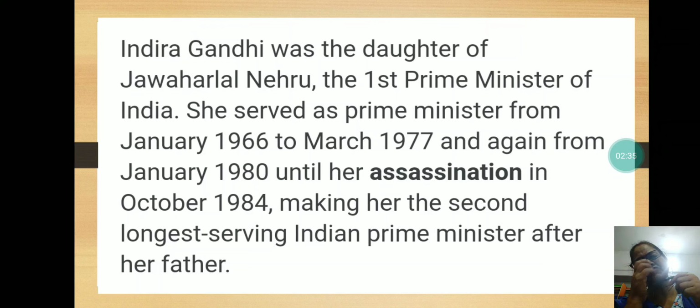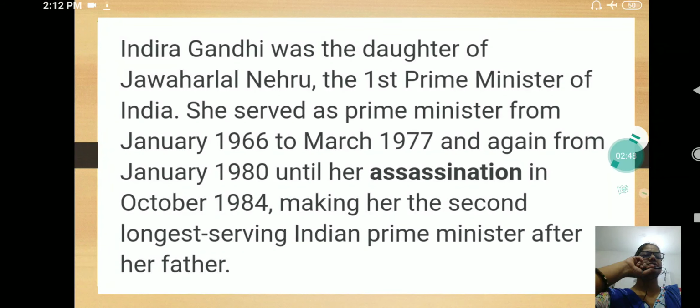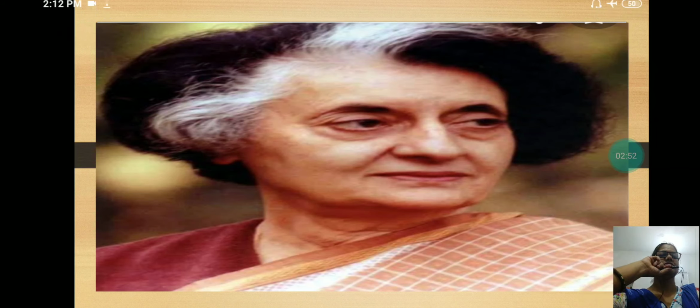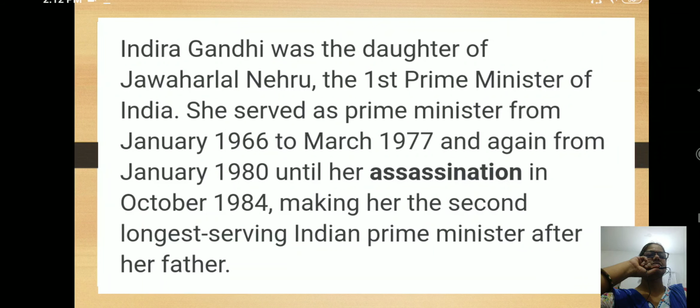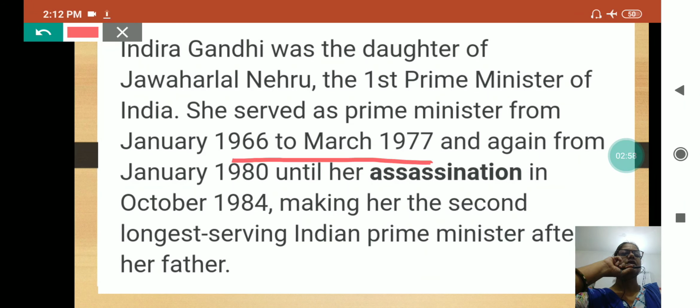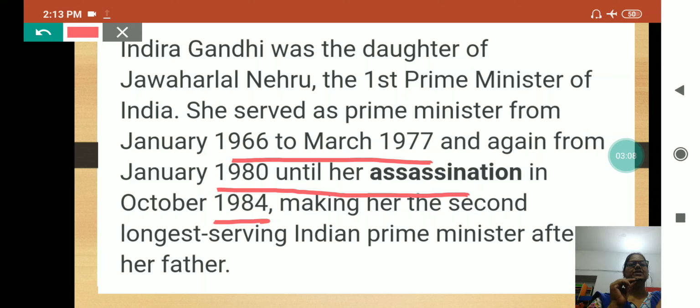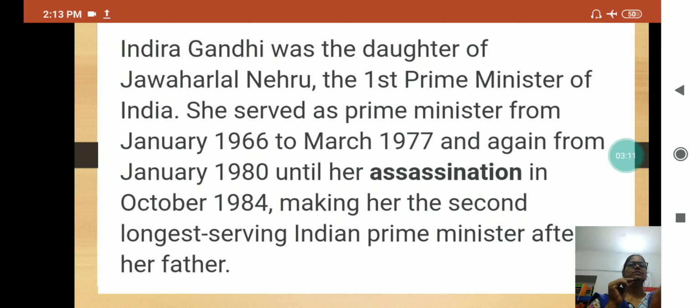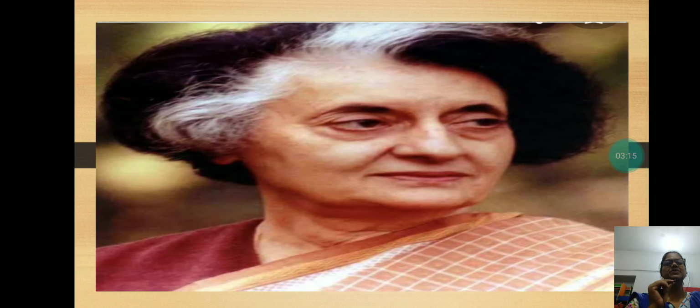Now next is Indira Gandhi, was the daughter of Jawaharlal Nehru, first Prime Minister of India, and she served as Prime Minister from January 1966 to March 1977. And again from 1982 until her assassination, and her assassination was done in October 1984. Then this is the picture of Indira Gandhi. She was assassinated by her own bodyguard, Sikh bodyguard.